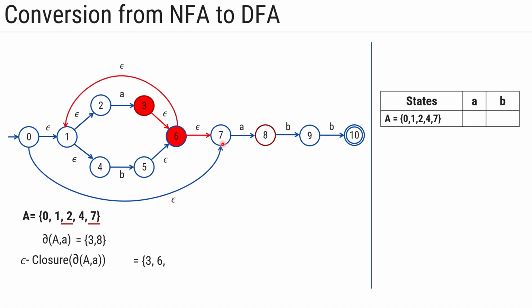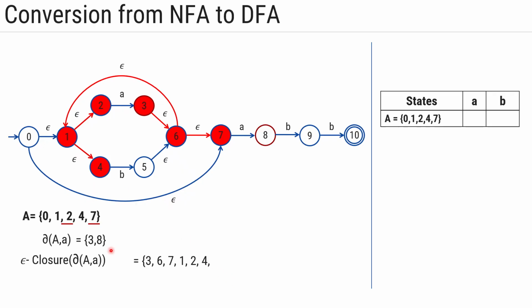Look at this, 7. And also will go to 1. Right? Look at this. It will go to 7 and 1. From 1, you are able to reach 2 as well as 4. Right? Look at this. So we can include all of them. It is for e-closure of 3 comma 8.